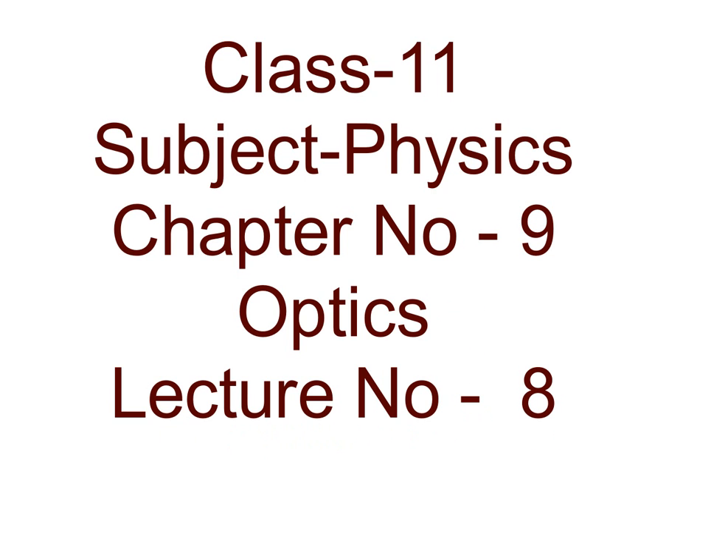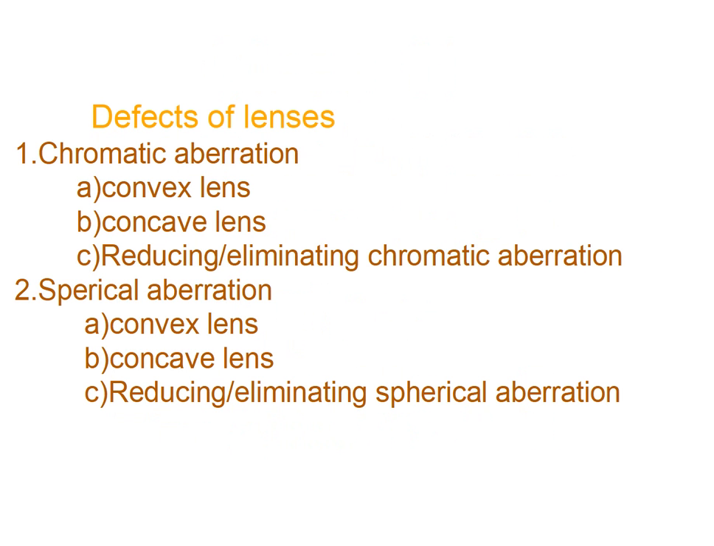In this lecture, we will see defects of lenses. Firstly, chromatic aberrations: convex lens, concave lens, and reducing or eliminating chromatic aberrations. And the second point is spherical aberrations: convex lens, concave lens, and also reducing or eliminating the spherical aberrations.